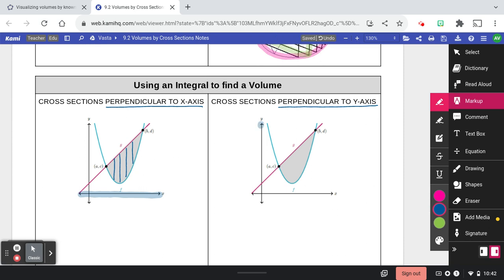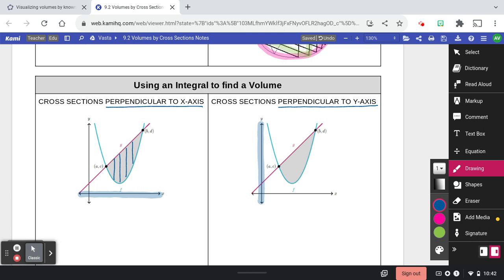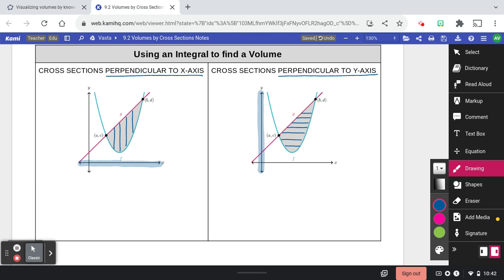Now, sometimes in the directions, it'll tell you that your cross sections are perpendicular to the y-axis. Again, it's going to tell you that in the instructions to the problem. We'll look at a couple examples in a second. If that happens, then each of your slices, when you view them from above, is going to go from right to left because it's going to be perpendicular to the y-axis. Once you've identified whether it's perpendicular to the x-axis or the y-axis, that gives you a major clue about how to set up the problem.